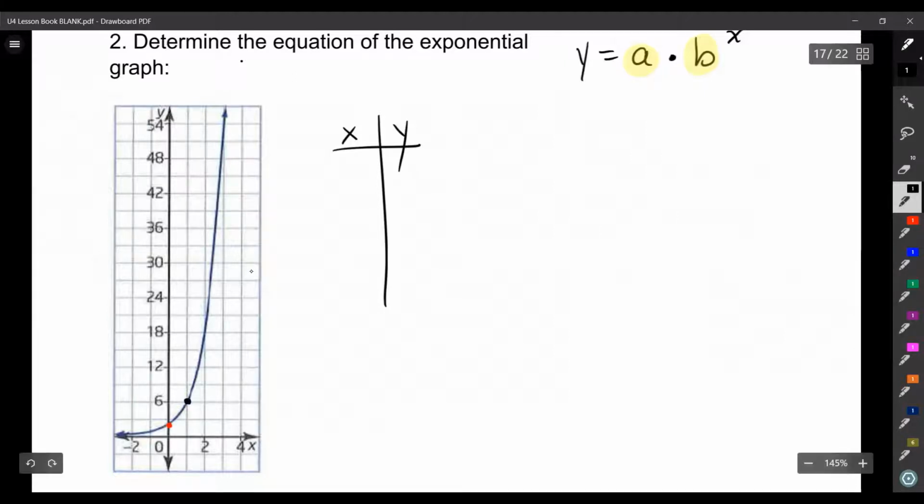So I see the point (1, 6). I also see the point (2, 18). And then I see the point (3, 54).